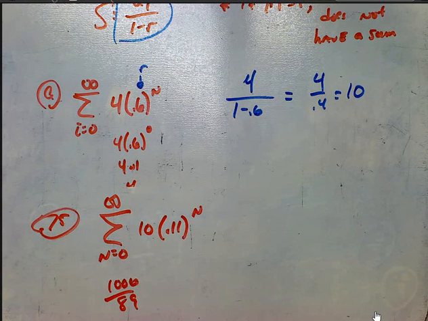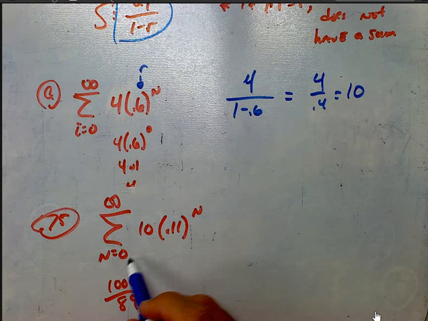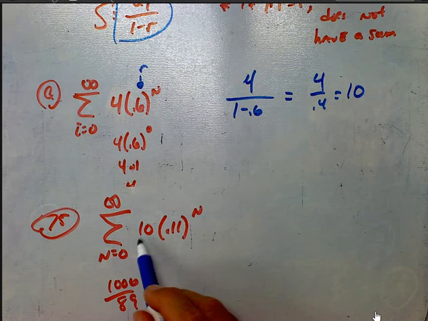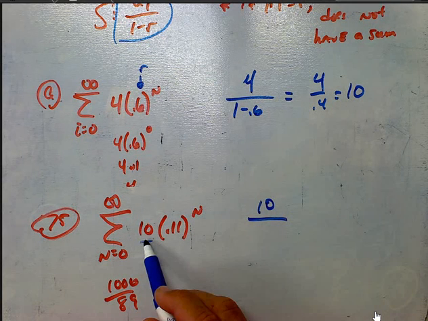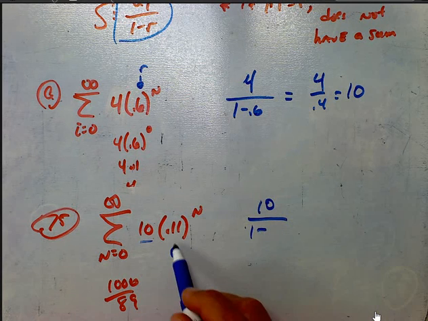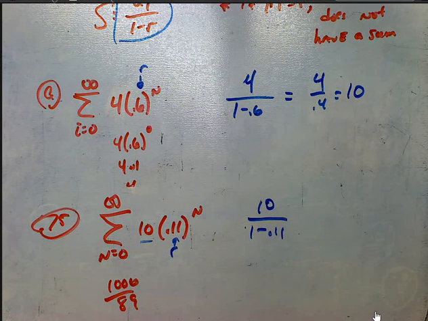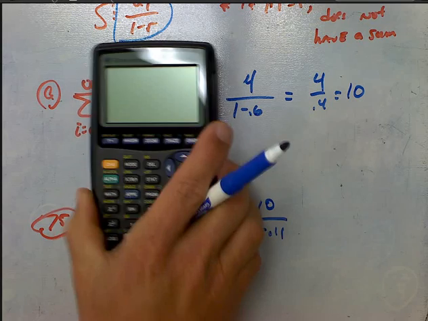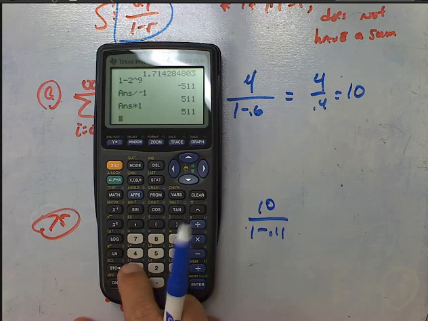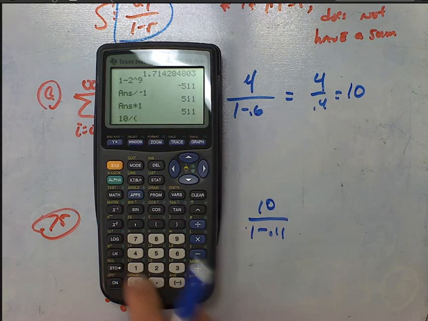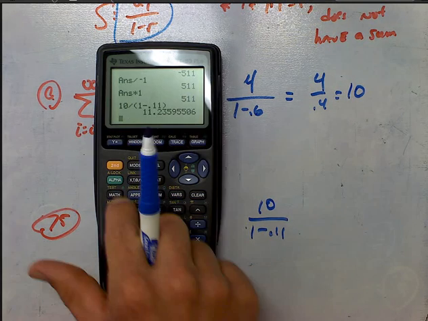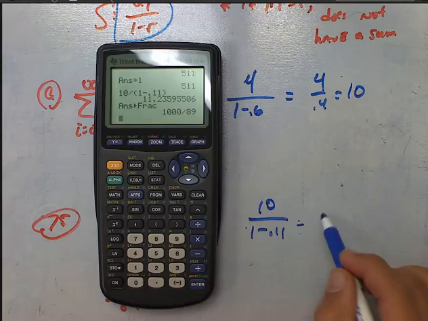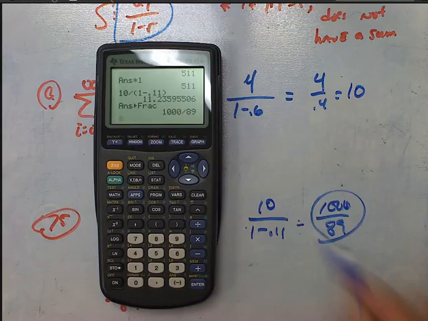The way to get that answer, though, is the first term, since it says start at 0, is going to be 10, because 0.11 to the 0 is 1. 1 times 10 is 10. The 1 minus the r right there is 0.11. Put that in the calculator, and I'll go ahead and show it again in the calculator. 10 divided by, and this time I'll show the whole thing, 1 minus 0.11, enter, and then fraction, math, enter, enter, and that's how you get the 1,000 over 89 for your final answer. That's an equal sign, not a negative.